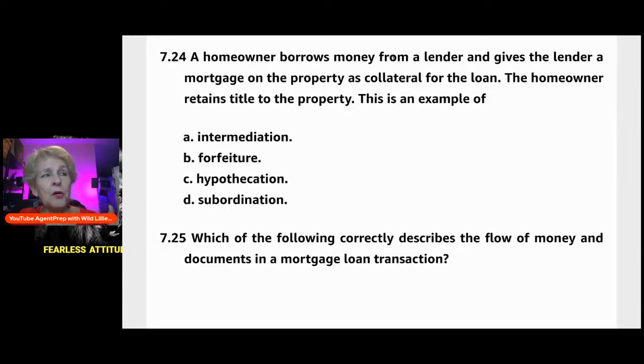So a homeowner borrows money from a lender, a bank, a mortgage broker, or it could be a hard money lender, and gives the lender a mortgage on the property as collateral for the loan. The homeowner retains title to the property. This is an example of A, intermediation, B, forfeiture, C, hypothecation, or D, subordination. So those are all vocabulary there.